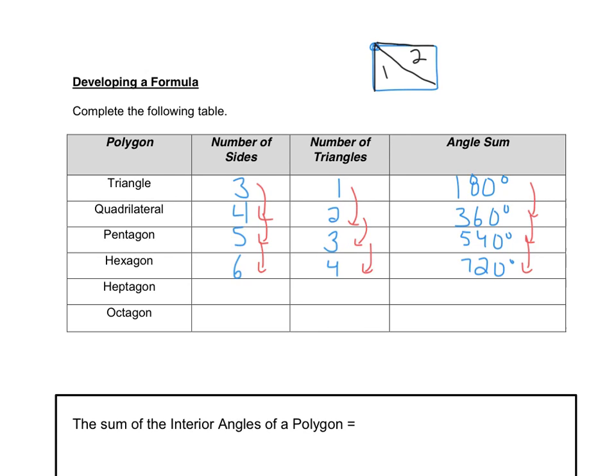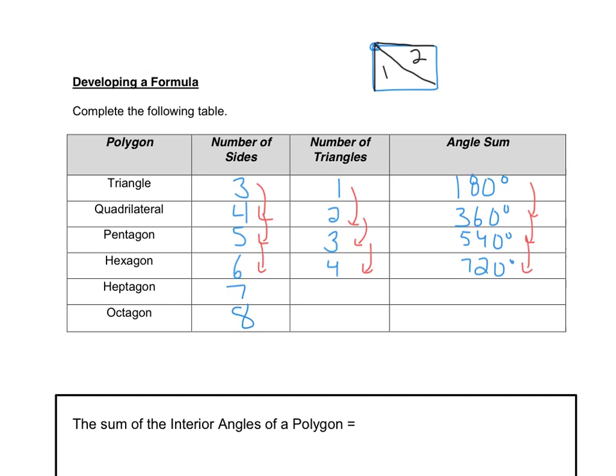You will also notice that the number of triangles is always 2 less than the number of sides of your original shape. So the quadrilateral has 4 sides, and there's 2 less triangles. The hexagon has 6 sides, and there's 2 less triangles. So using the pattern, see if you can find the number of triangles and the angle sum for a heptagon and an octagon. A heptagon has 7 sides and an octagon has 8 sides.